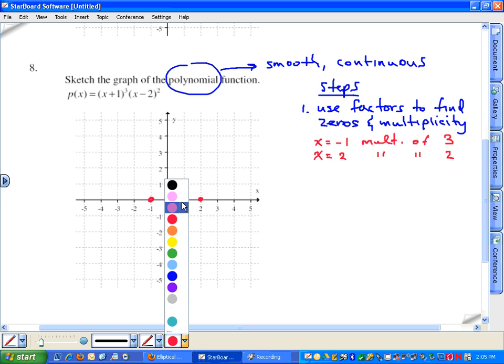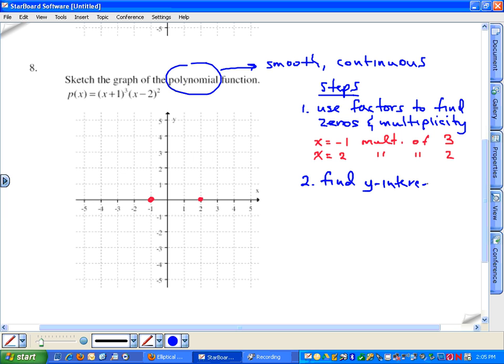Okay, now step 2 is to find the y-intercept. You let x equal 0, always, for any function. If x equals 0, you plug 0 into the function. 0 plus 1 is 1, 1 to the third is 1, 0 minus 2 is negative 2, but negative 2 squared is 4. 1 times 4 is 4. So if x equals 0, y equals 4.